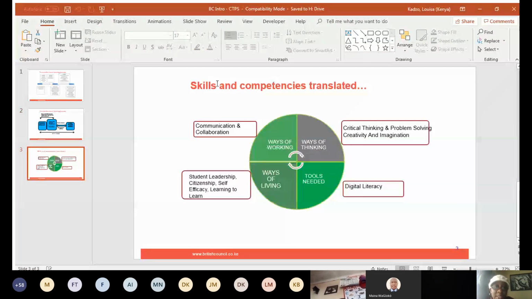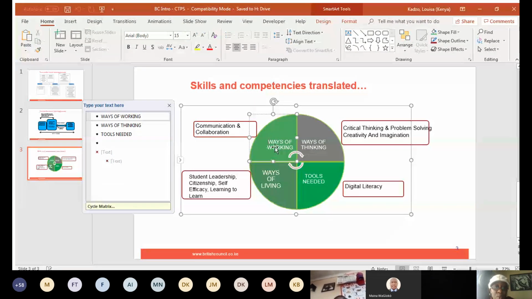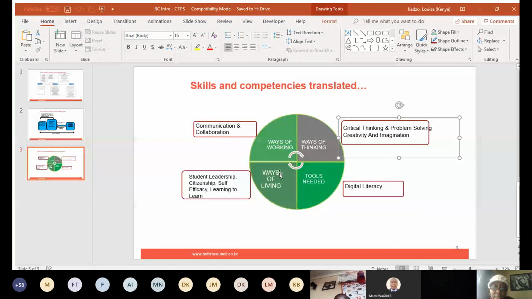So when I talk about what the core skills are, skills and competencies translated, we are looking at the ways of working, where we are looking at communication and collaboration skills. Ways of thinking, which is critical thinking and problem solving skills, and also creativity and imagination skills. Ways of living, where we are looking at student leadership, self-efficacy, and learning to learn. And then the tools needed, which is digital literacy.